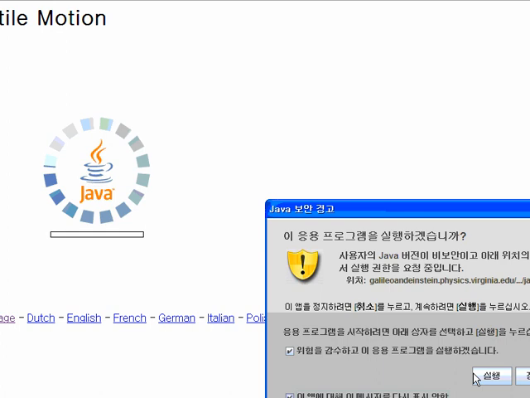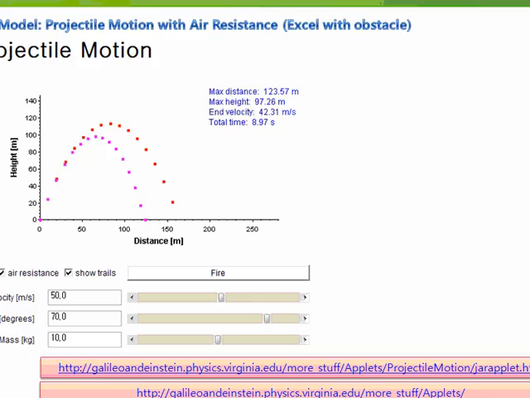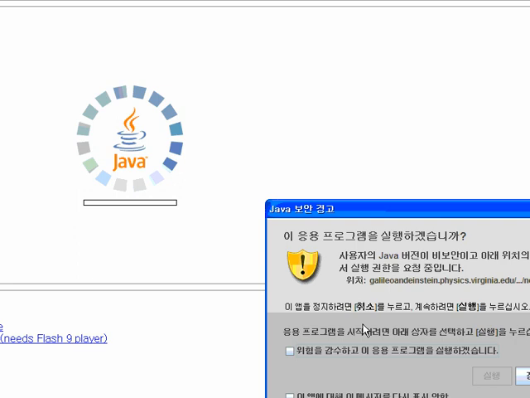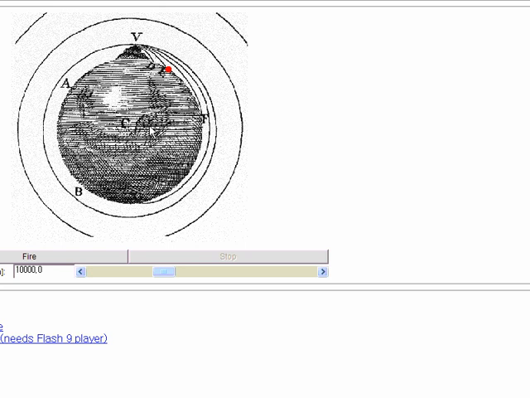Here is what you have seen, and in a different web address. Also, there are other physics applets that you can find at the University of Virginia. Here, the Newton's cannon, also this applet, and many others. This shows how to fire. If you want to send a satellite, then you should hit it strong enough to go, then it will go away.